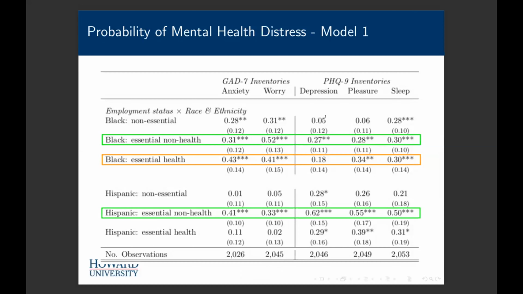To give you a sense, the green are the essential non-healthcare workers. So we can see for anxiety, worry, depression, lack of pleasure, and lack of sleep, we can see all statistically significant increases.